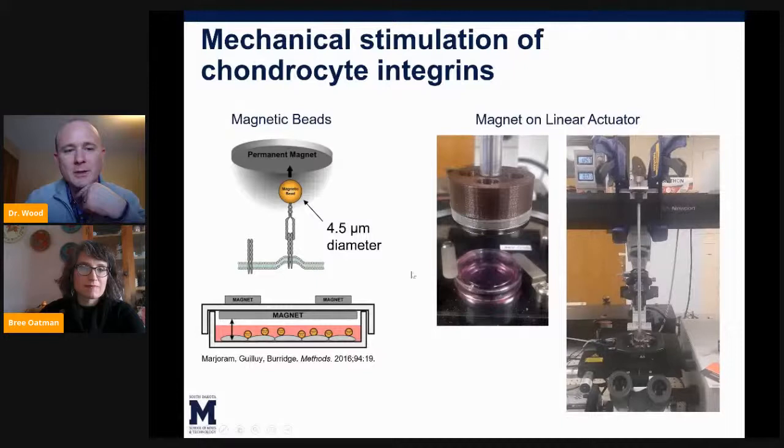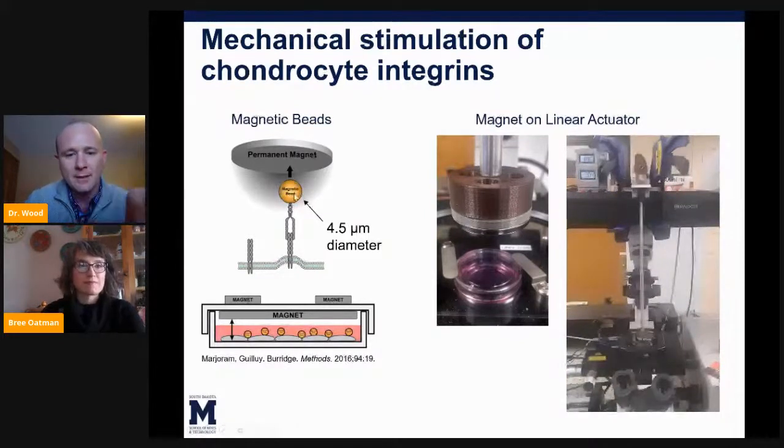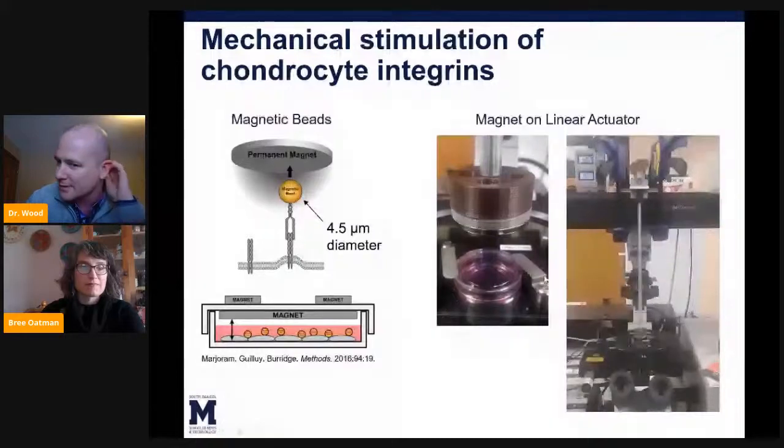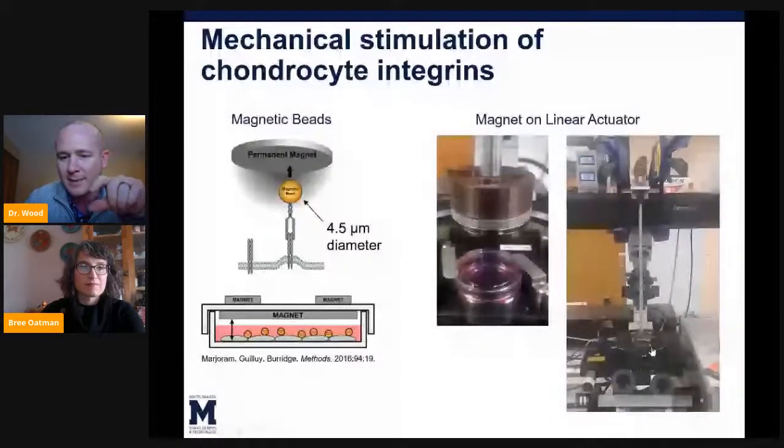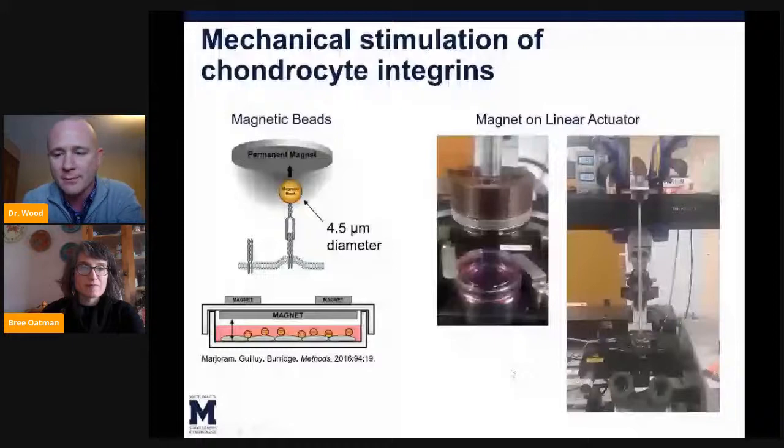One way we can do it is to take very small magnetic beads that are about 1/10 as large in diameter as a human hair is, and they're magnetic. So we can coat them in proteins that will bind and then use a magnet. As you can see on the right-hand side, they're moving up and down over the cells on a microscope, and we can watch how the cells respond to the forces applied by the magnet moving in real time.